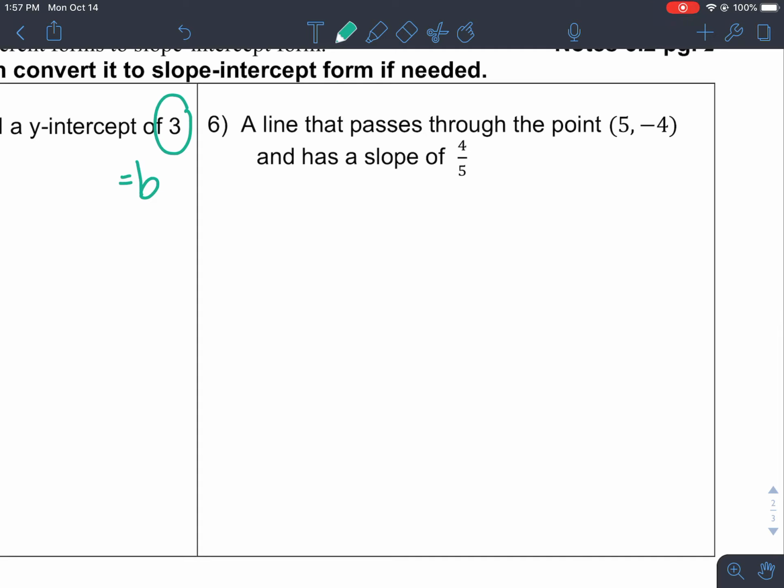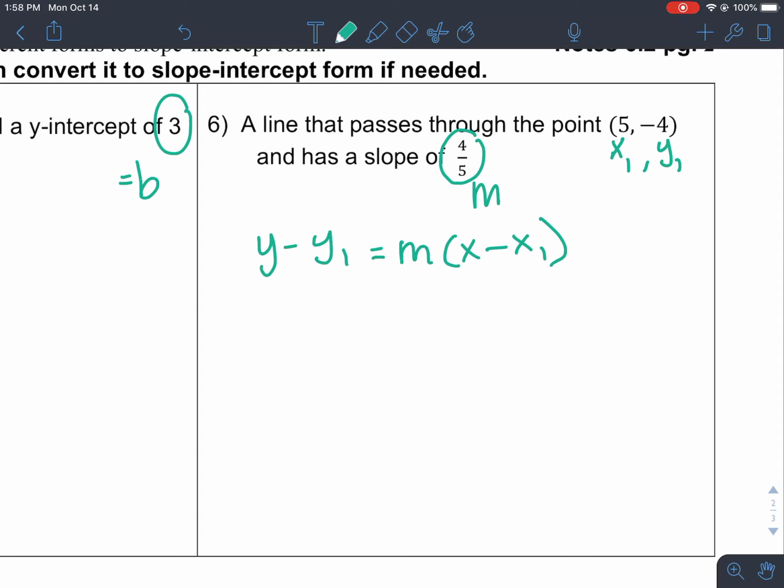Number 6, a line that passes through the point 5, -4 and has a slope of 4/5. So again, my slope is my m value. And here it gives me a point. So I'm going to label that as x1, y1, because that's the point that it gave me. So now that I know I have a point and a slope, I'm going to go ahead and use point-slope form. So that is y minus y1 equals my slope times x minus x1. And again, that formula is on the front of the notes. I just wrote it back here so you don't have to flip.